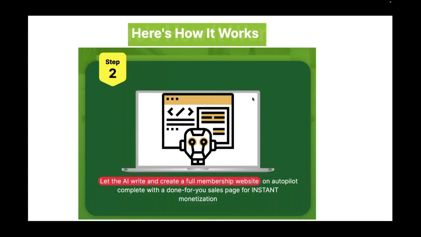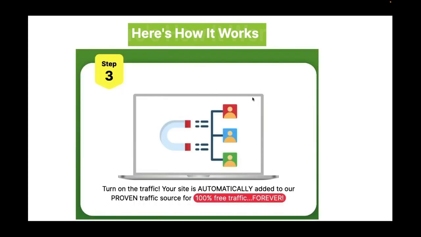And the last thing, okay, so you've got your content, you've got your sales material. Well, now you need traffic. So then step 3, we turn on the traffic, and your site is automatically added to our proven traffic source for 100% free traffic forever. So you're going to be on our actual traffic source. This is something that has already been proven to bring in free traffic. Our beta testers and even myself have used this to get free traffic already.